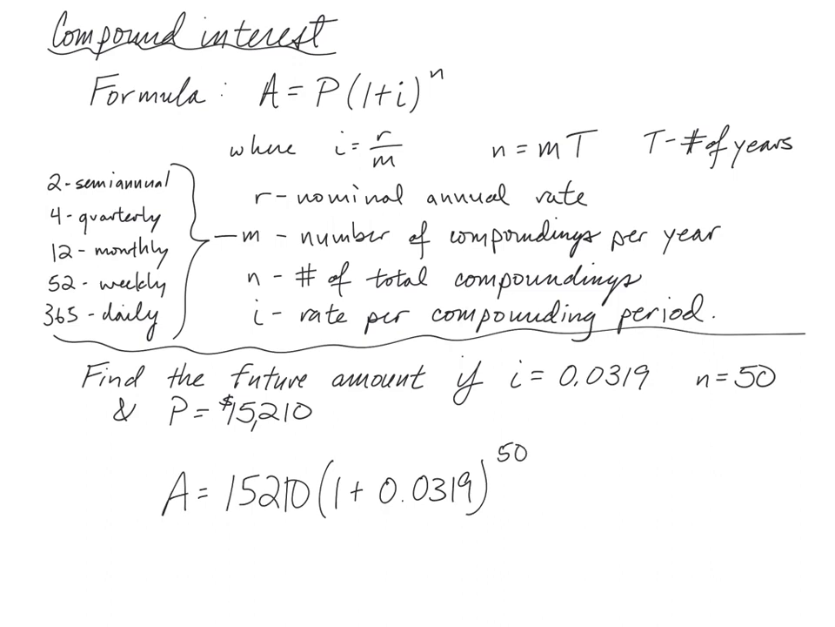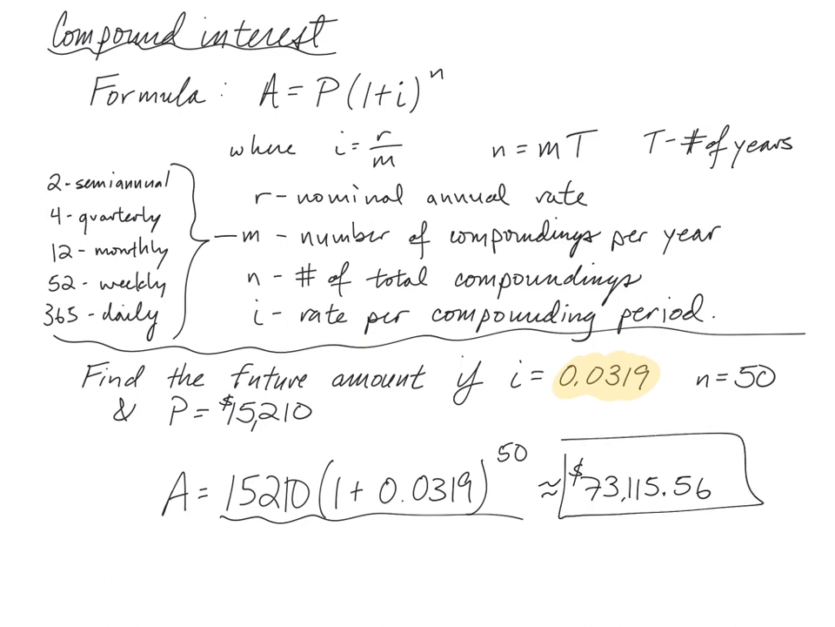Now, of course, there could always be a trick here. If you're not careful, you could be given a percentage that you would have to turn into a decimal. So just beware of what you're given. You always want to have a decimal when you're working in the formula. From here, just plug this into a calculator. $73,115.56. So there is the answer for this first example.